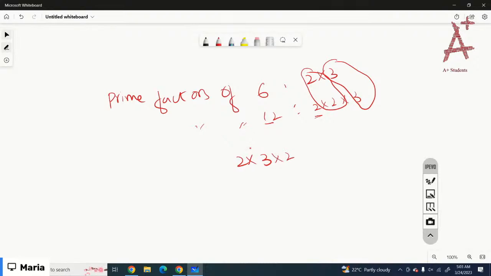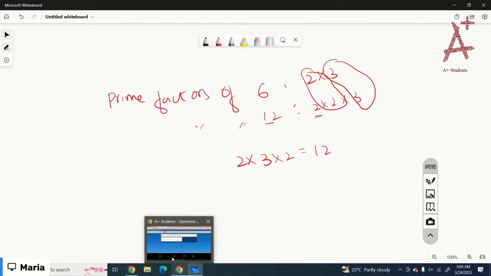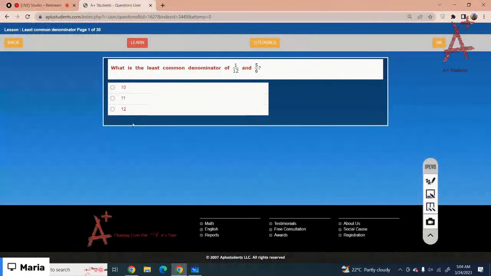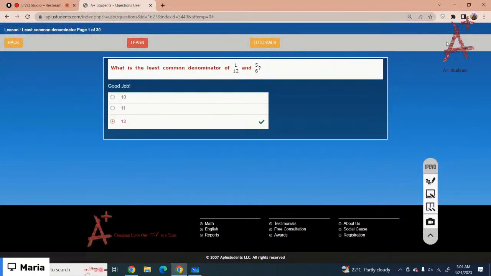So multiply with 2 as well. So it will be 2 times 2 is 4 and 4 times 3 is 12. So that means the least common multiple of 6 and 12 is 12. So the least common multiple for 6 and 12 is 12. So just select the correct option and click on the OK button.